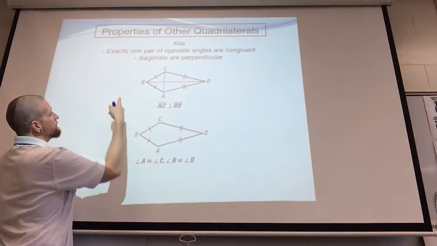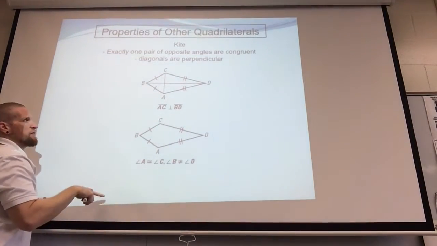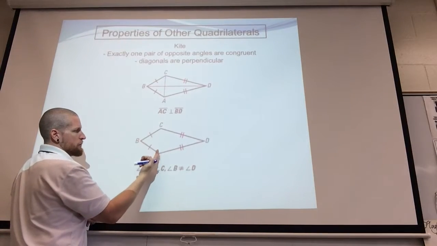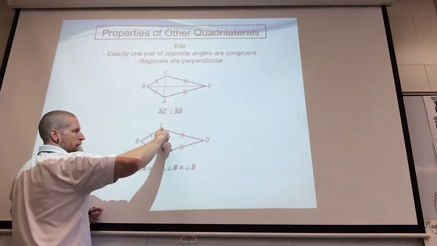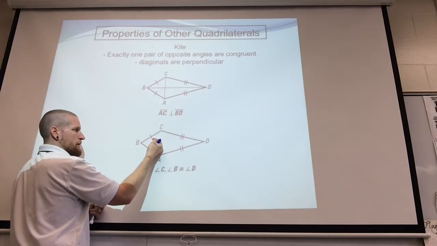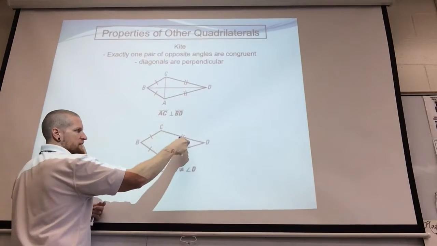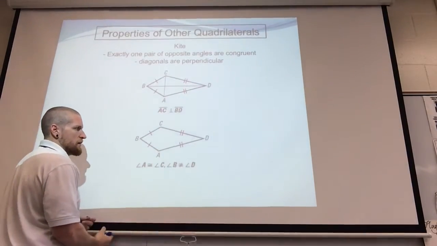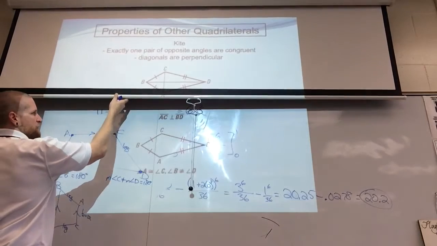And then the other one, the first one up there says exactly one pair of opposite angles are congruent. The opposite angles that are always going to be congruent are going to be the two angles that are formed by these sides that are not congruent. So like this side and this side are not congruent, so this angle and the one opposite it would always be equal.